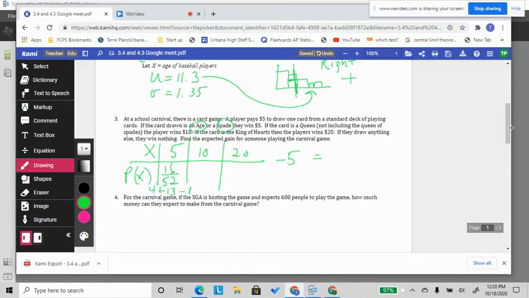$10, a card is a queen, not including the queen of spades. So that means you have 3 queens left. And then king of hearts, there's only one of those out of 52. So what are you going to do? You're going to put this in list 1 and list 2. You're going to multiply together and sum it up.